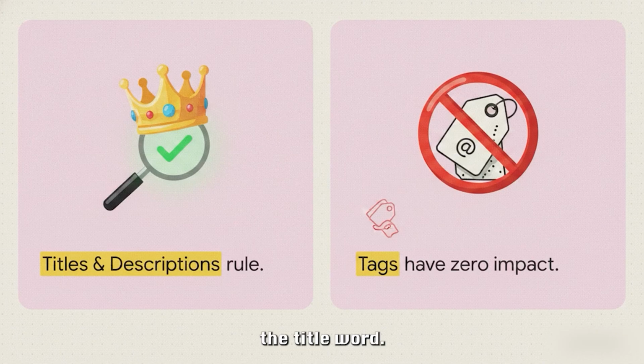When they searched the title word, boom, the video ranked #1 instantly. Same thing for the description word, #1 instantly. It just proves the algorithm is heavily reading those first few lines. But when they searched for the unique word hidden in the tags, YouTube literally gave them a no results found page. The video didn't even show up.